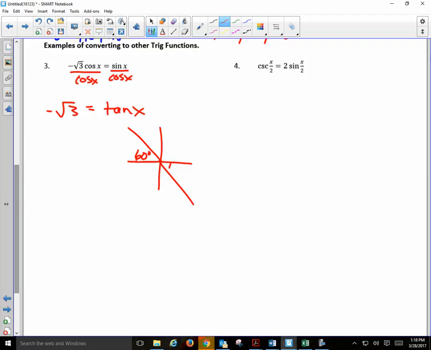60. If you just do that with your calculator, you can come up with 60. So what are the solutions? 120 and 300. Good. Again, if you don't have those values memorized, just go to your calculator. It'll show 60, just like I did.